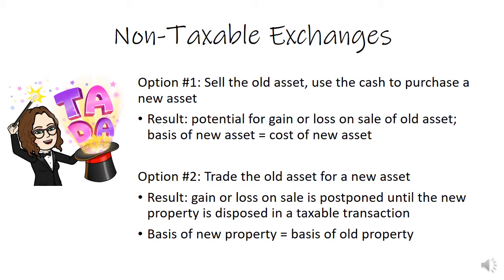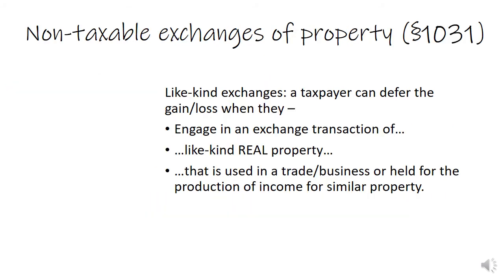Under the second option, they trade the old asset for a new asset. They don't have to record the gain or loss until the new property is disposed. They adjust the basis accordingly, such that the basis of the new property is the basis of the old property. One example of a non-taxable exchange is the like-kind exchange under Section 1031 of the Internal Revenue Code.